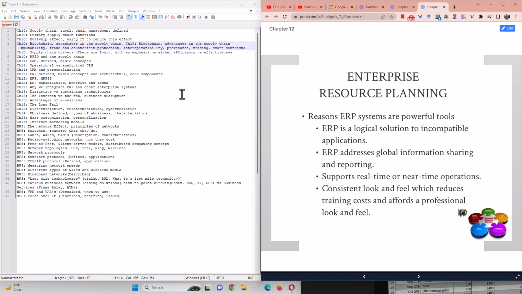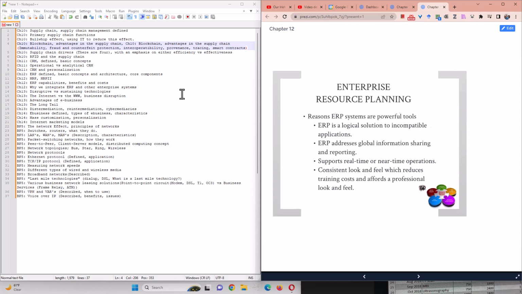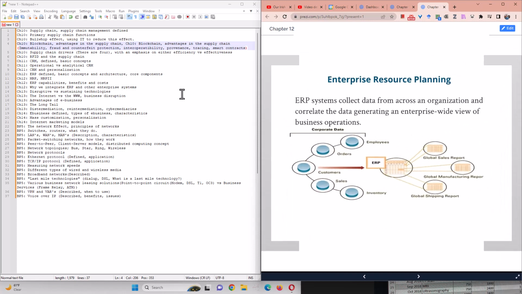Also, the fact that it's one developer, one software interface essentially, means the look and feel is going to be consistent. And if it's a global company, that consistent look and feel will also accommodate different language requirements as well. So all of this reduces training costs and affords a professional feel for the application.